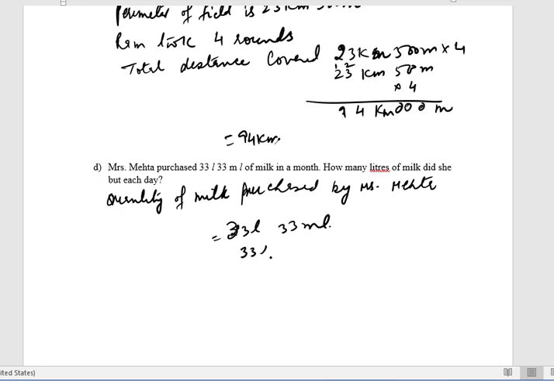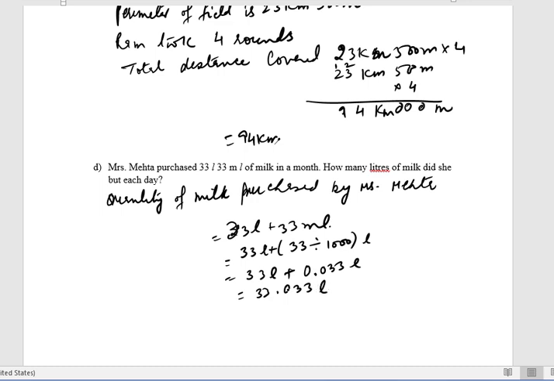When we convert this also into liters, how to convert milliliter into liter? By dividing by 1000. So we put plus here, something like this only. So it will become 33 liters plus 0.033 liters, or you can say 33.033 liters.